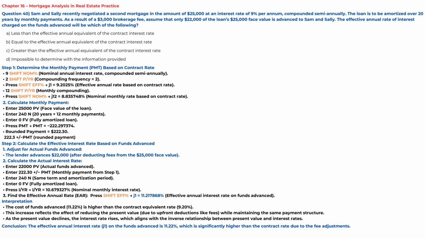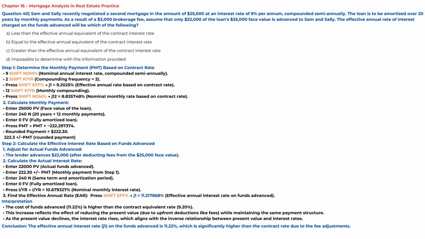Step 2. Calculate monthly payment. Enter 25,000 PV, face value of the loan. Enter 240 N, 20 years times 12 monthly payments. Enter 0 FV, fully amortized loan. Press PMT. Calculator displays negative 222.29734. Rounded payment equals $222.30. Enter 222.3 plus and minus sign, PMT, rounded payment.